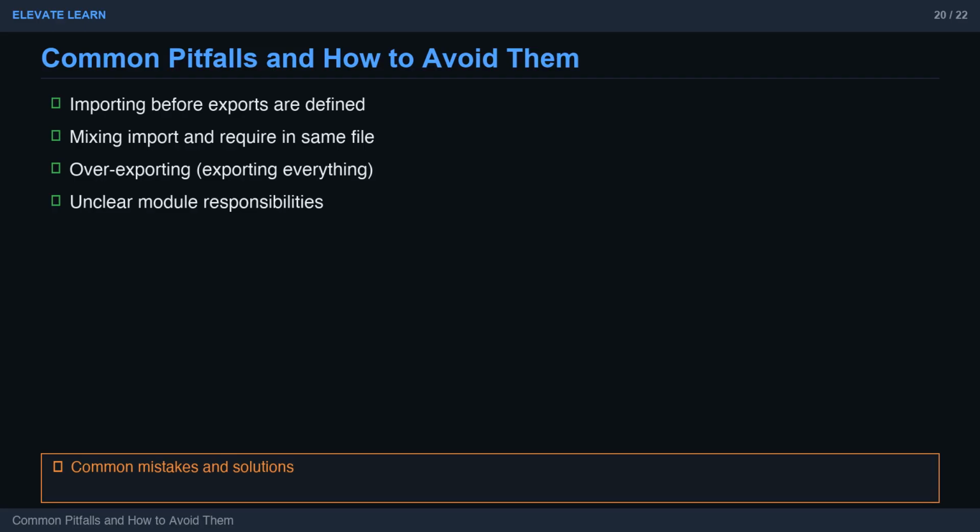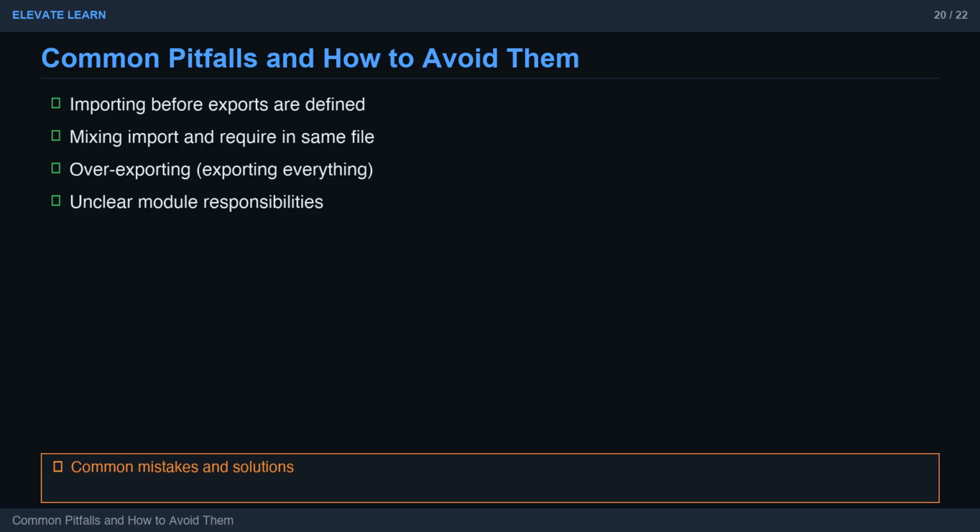Let me share some pitfalls I've seen developers hit. First, circular dependencies. We covered this, but it's worth repeating. A imports from B imports from A. Solution: extract shared logic. Second, mixing import and require. In Node.js, you might have CommonJS dependencies and want to use ES6 imports. Stick to one consistently within a file. If your whole project uses ES6, convert everything.